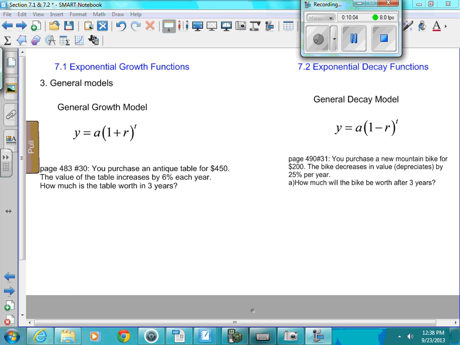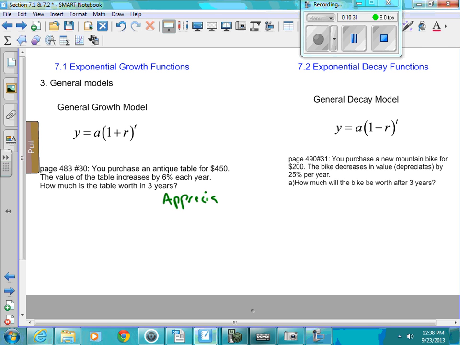So general growth models: y equals a times 1 plus r to the t, and decay models: y equals a times 1 minus r to the t. Here's an example from page 43, number 30 in your textbook. You purchase an antique table for $450. The value of the table increases by 6% each year. How much is the table worth in 3 years? This is a case of appreciation.